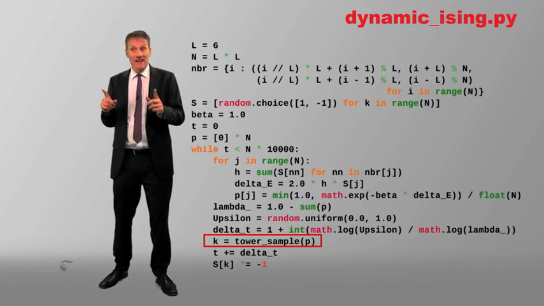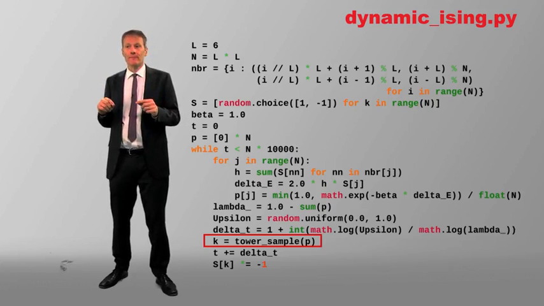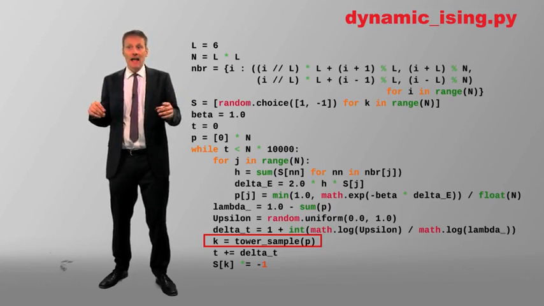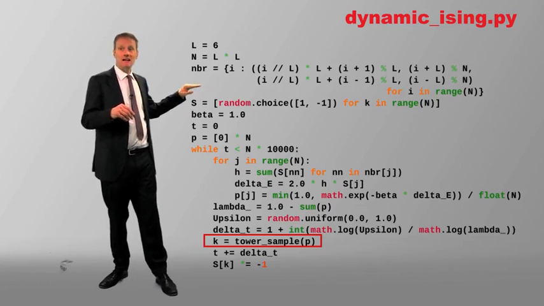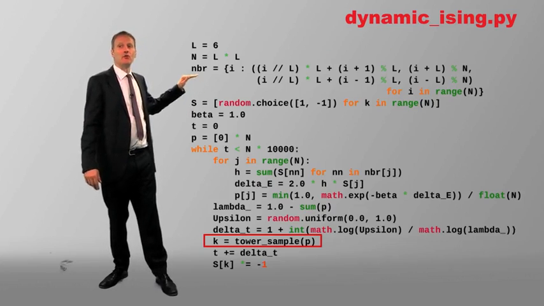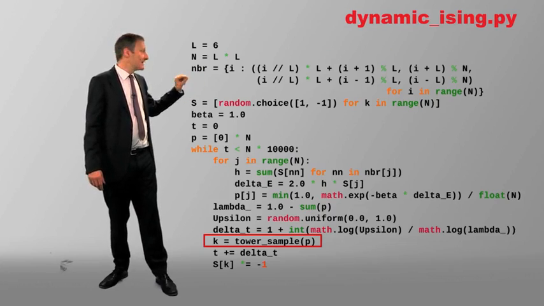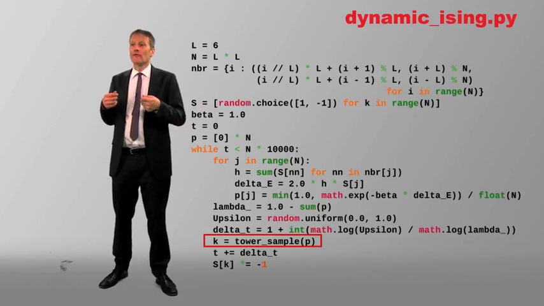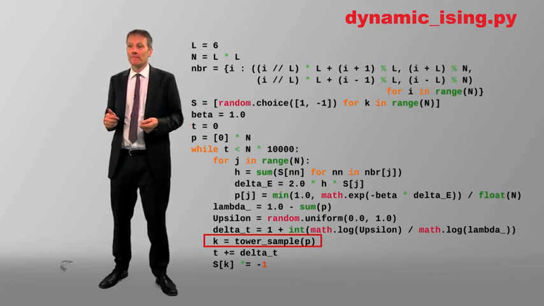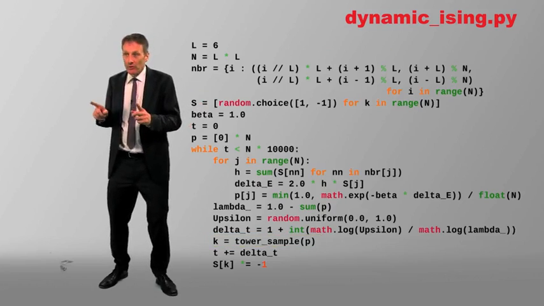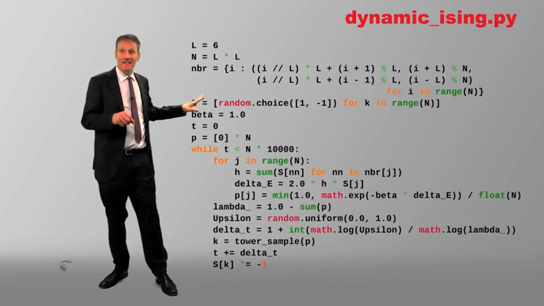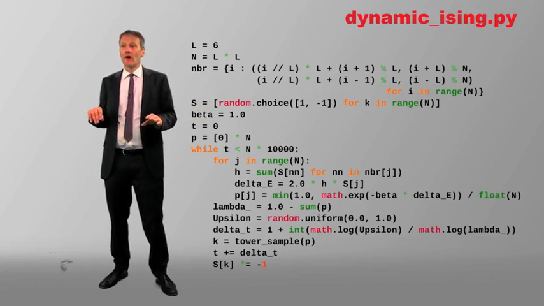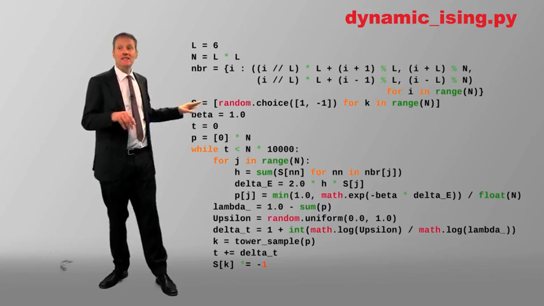Then we have to decide which spin to flip. And this again is discrete probability, and it is done in a second tower sampling from lambda to 1. And it is there that we compute k, the new value of the spin that is going to flip. Output of dynamicEasing.py is completely indistinguishable from the Markov-Ising.py.